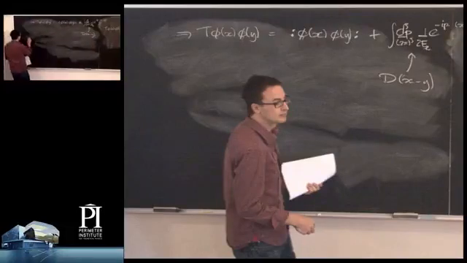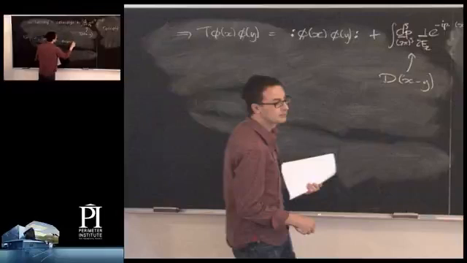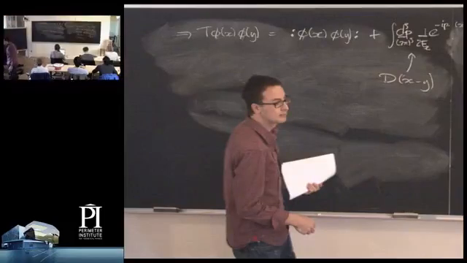Now we can do the same thing if the times are flipped around. Then the difference between the time-ordered guy and the normal-ordered guy, well, it's going to be the same calculation, but x and y get flipped around. It's in the normal form because we don't have.